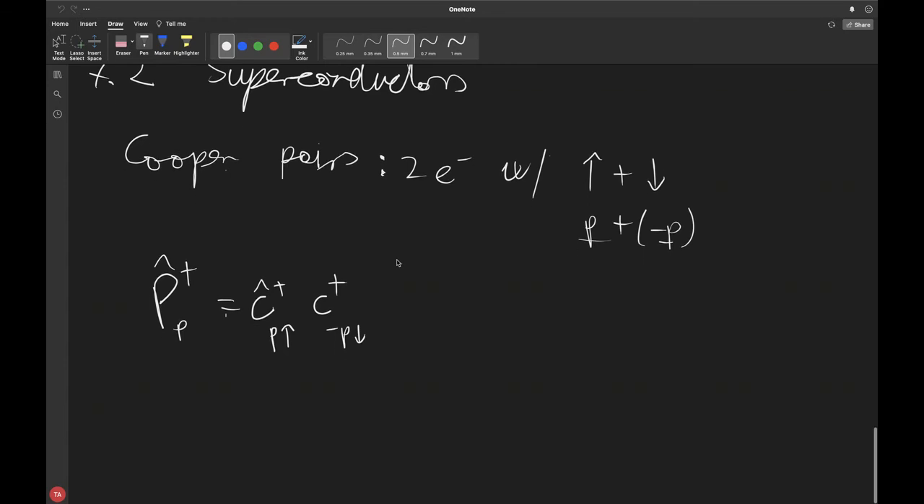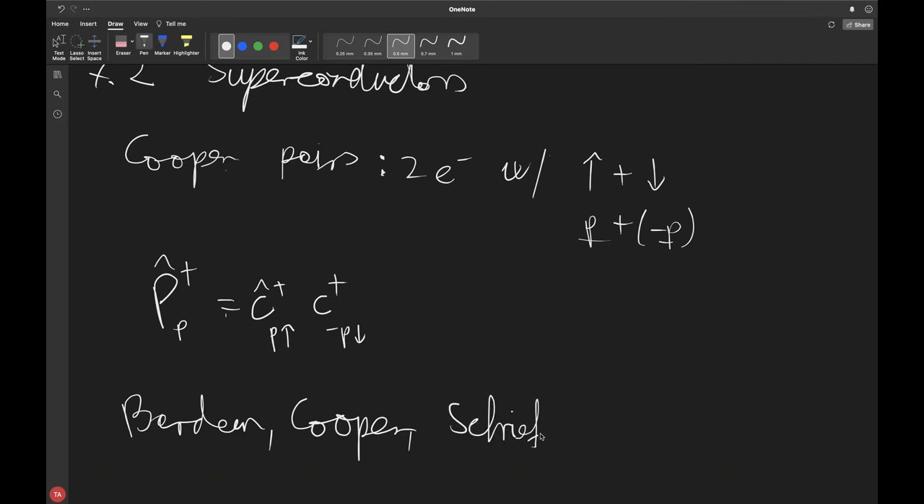The theory was actually described by John Bardeen, Leon Cooper, and Robert Schrieffer. So it's actually called the BCS model.